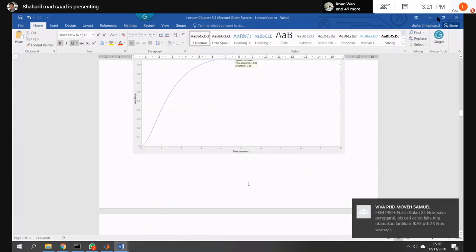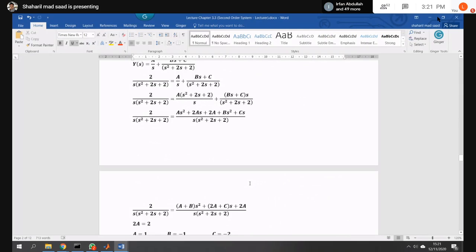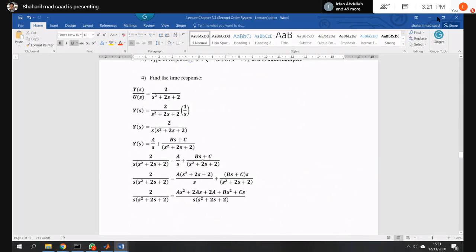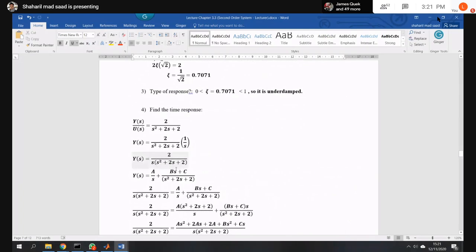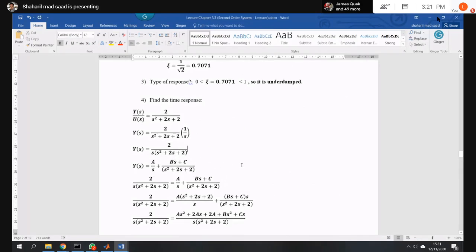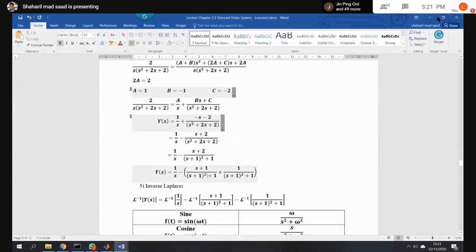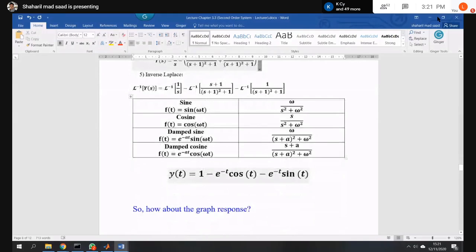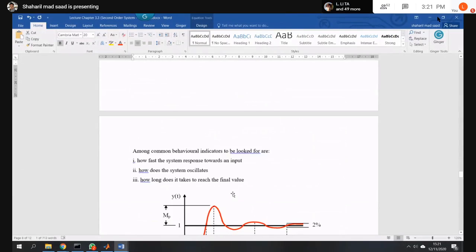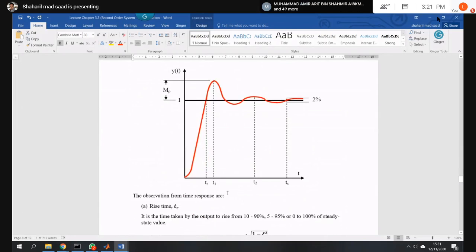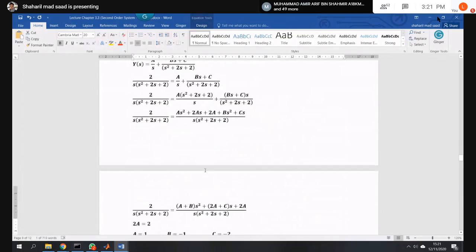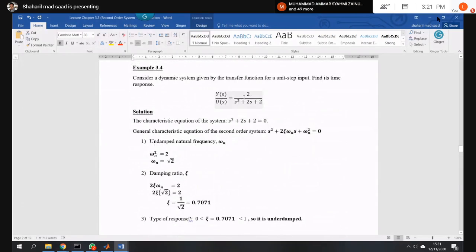When you do the partial fraction here, with bs and so on, you solve it and you can see the solution here. After that you will get this kind of graph. So how do we plot this kind of graph? There will be some method. Let's use MATLAB to plot it.